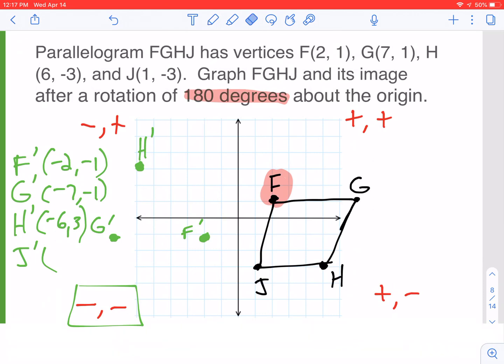I'm going to do the same thing with J. J has to be in this upper quadrant. It's going to be right here, J prime. How did I know that was going to be the point? Well, I know it has to be a negative comma positive, so it has to be a negative 1 and a positive 3. So that's how we do 180.